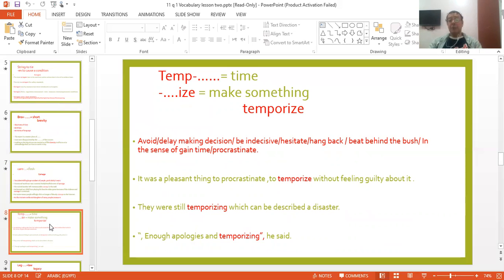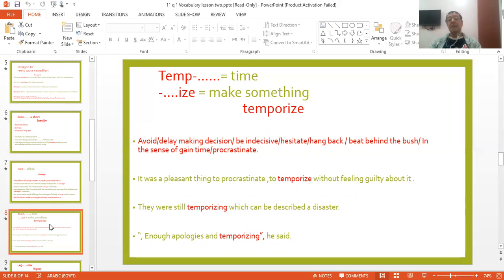What is the meaning of temporize? Temp means time, and ize means make something happen. So temporize means avoid or delay making decisions, such as procrastinate. You have something that you want to attend to, but you don't want to do it now, so you keep procrastinating. So temporize means to procrastinate.